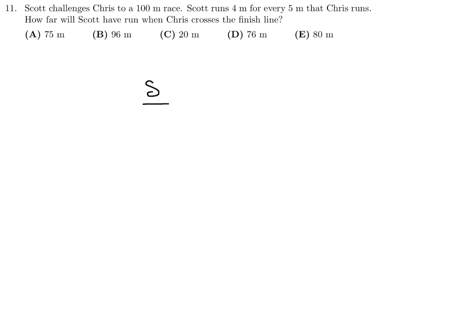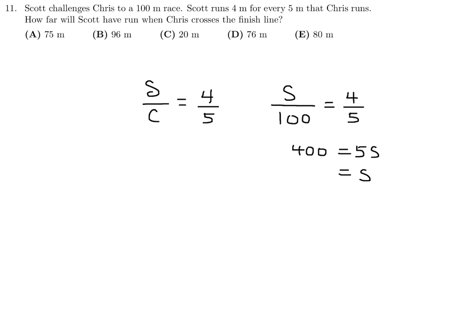So our ratio of Scott to Chris is 4/5. So Scott over 100 meters, which is what Chris will have run when he crosses the finish line in a 100-meter race, is equivalent to 4/5. So cross multiplying, you get 400 is equal to 5s, and therefore s is equal to 400 divided by 5, which is 80. So number 11, the answer is E.